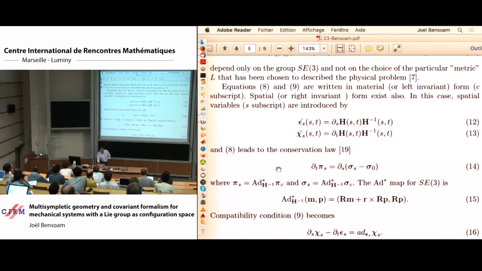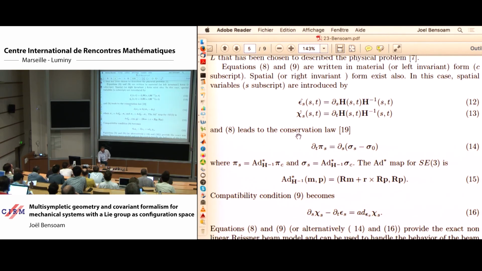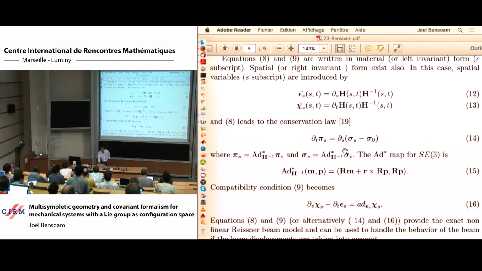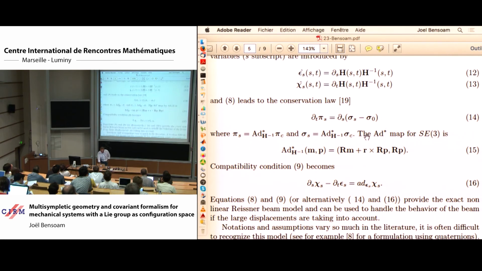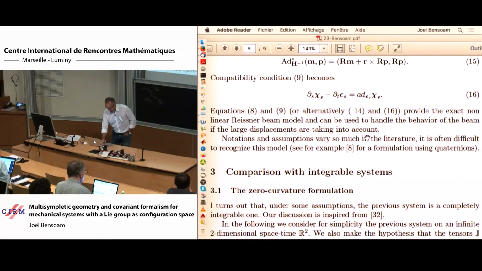And this time, applying the Euler-Poincaré equation, you will obtain directly the conservation law here. So this is exactly the Noether theorem that appears here. And you will also have the compatibility conditions in the same terms.